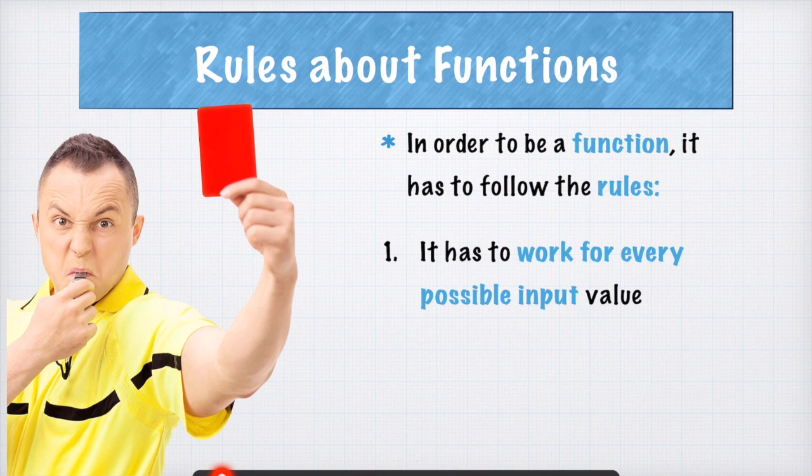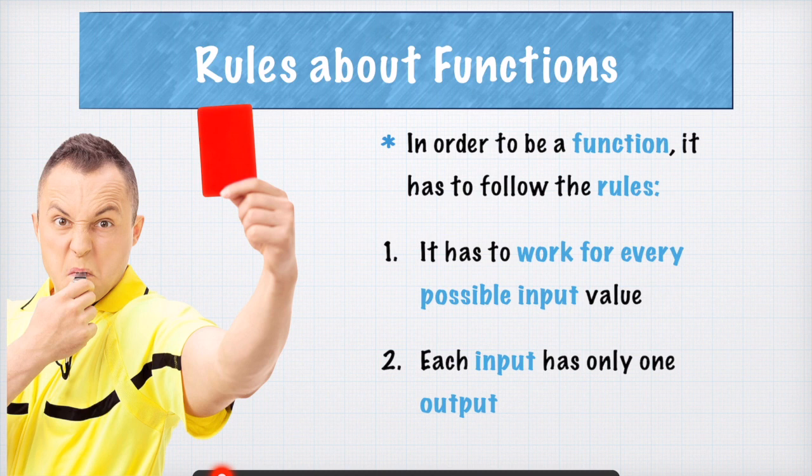Now, that doesn't mean that it has to work for every single number. It just means that for everything that you're saying it will work for, it has to work. The other thing is that each input can have only one output. You can't put in an apple and then get out apple slices and orange slices. You have to be able to put in an apple and always get out apple slices. Or you put in X and always get out a very specific number of Y.